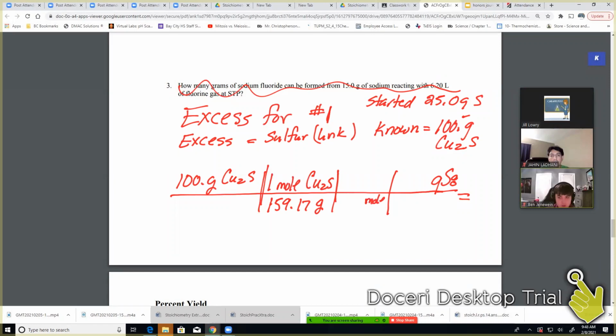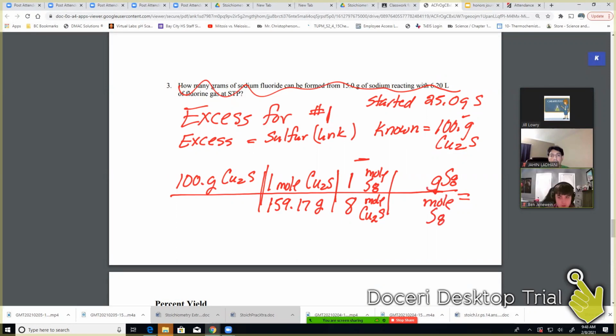Moles of copper sulfide down here. So I don't see anything about grams in that box. So this is my mole to mole ratio. So I had 8 moles of copper sulfide for every 1 mole of sulfur. And then I follow my units. Moles of sulfur down here.